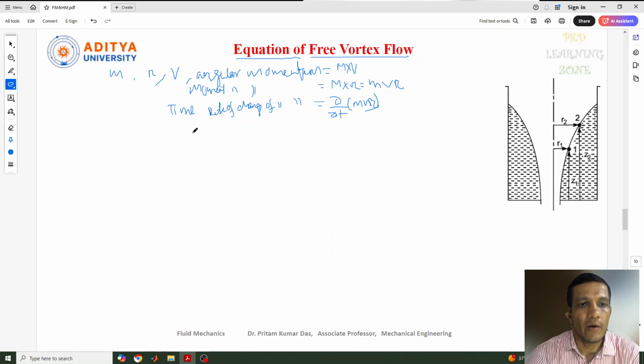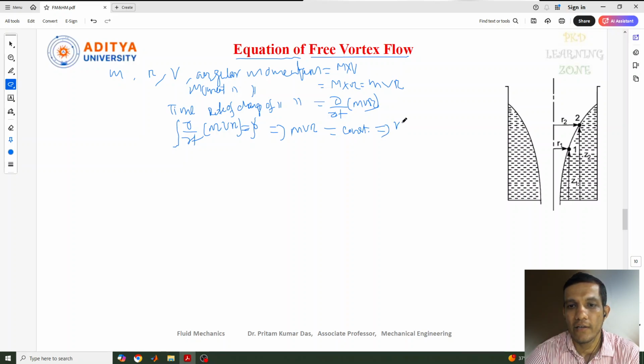Okay. So now we can say that for free vortex flow, we can write d by dt of mvr equal to 0. And now integrating this equation on both sides, what will we get? Integration of this, again we can write mvr equal to a constant. The integration of the 0 part, let's consider it as the constant.